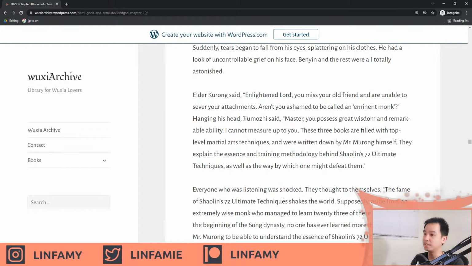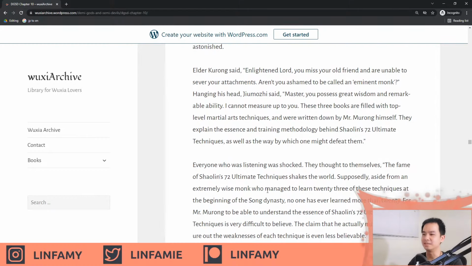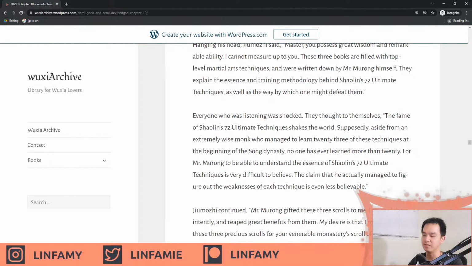Hanging his head, Jiumozu said, "Master, you possess great wisdom and remarkable ability. I cannot measure up to you. These 3 books are filled with top-level martial arts techniques and were written down by Mr. Murong himself. They explain the essence and training methodology behind Shaolin's 72 ultimate techniques, as well as the way by which one might defeat them." Everyone who was listening was shocked. They thought to themselves, the fame of Shaolin's 72 ultimate techniques shakes the world. Supposedly, aside from an extremely wise monk who managed to learn 23 of these techniques at the beginning of the Song dynasty, no one has ever learned more than 20. For Mr. Murong to be able to understand the essence of Shaolin's 72 ultimate techniques is very difficult to believe. The claim that he actually managed to figure out the weaknesses of each technique is even less believable.